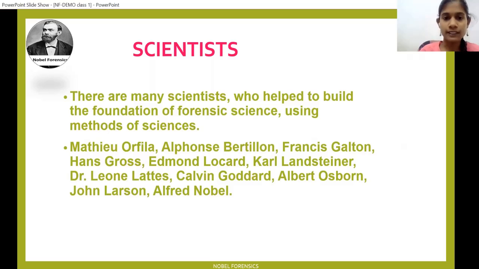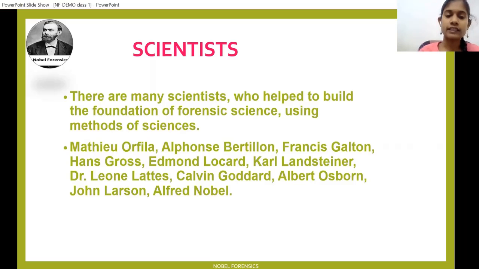even dried blood. Then Calvin Goddard was the father of ballistics, because he invented the comparison microscope, which is useful for comparing fired bullets, and that was the major useful thing in ballistics, so he became the father of ballistics. Then Albert Osborn was the father of questioned document examination, because of Albert Osborn's work, questioned documents are accepted as evidence in the court.